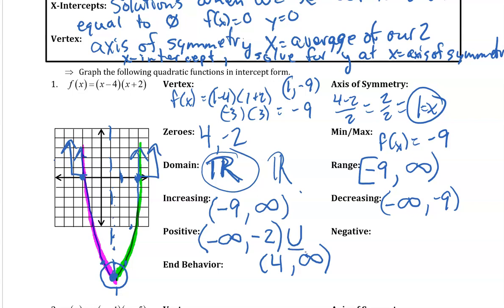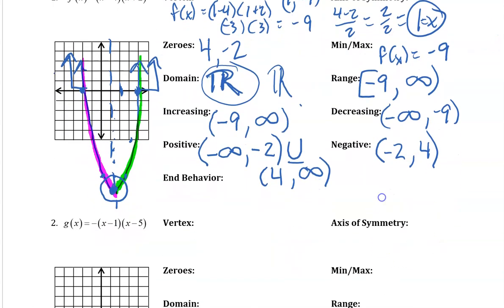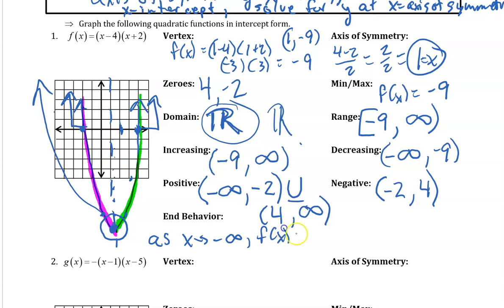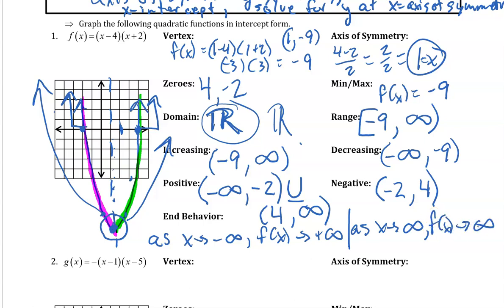Where is it negative? Well, it's negative between the two zeros, where it goes below the x-axis. So it is negative from negative 2 to positive 4. What is the end behavior? As x approaches negative infinity on this left side, f of x approaches positive infinity. On the right side, as x approaches infinity, f of x approaches infinity. That is our end behavior.